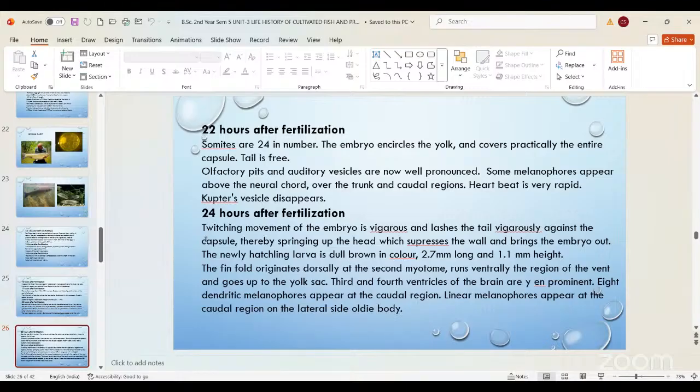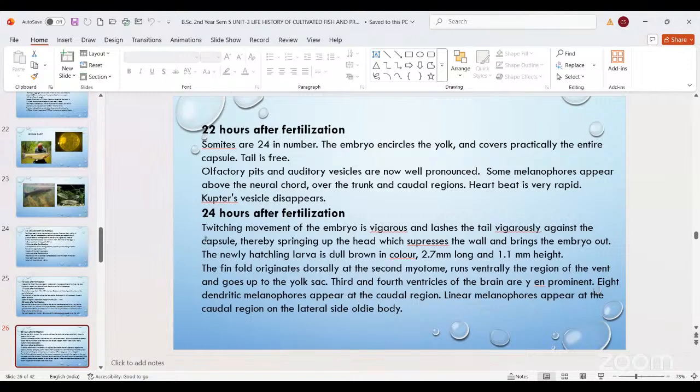Next, coming to 22 hours after fertilization. Somites are 24 in number. The embryo encircles the yolk and covers practically the entire capsule. Tail is free. Olfactory pits and auditory vesicles are now well pronounced. Some melanophores appear above the neural cord, over the trunk and caudal regions. Heartbeat is very rapid. Kupffer's vesicle disappears.